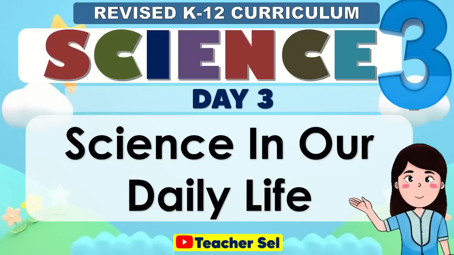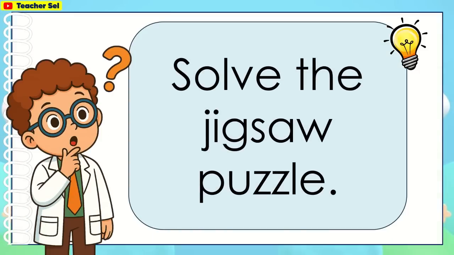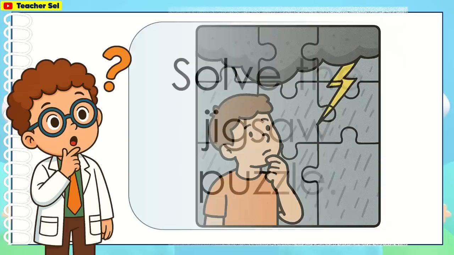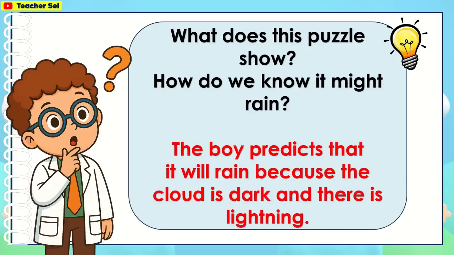For day 3. Solve the jigsaw puzzle. This will be the image to be solved in the puzzle. Take a look at this. What does this puzzle show? How do we know it might rain?